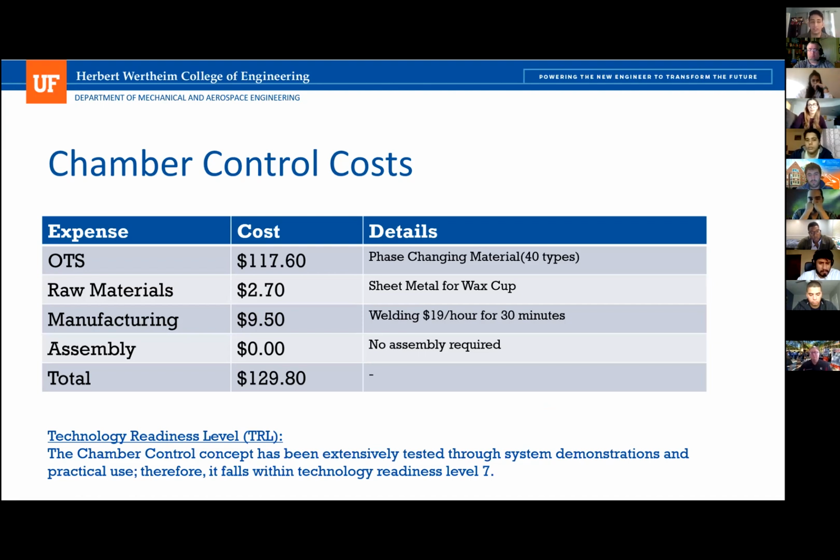I gave this chamber control a TRL of level 7. It has been extensively tested through system demonstrations and practical use. One example of current usage includes maintaining goods at the desired temperatures while being kept in shipping containers.